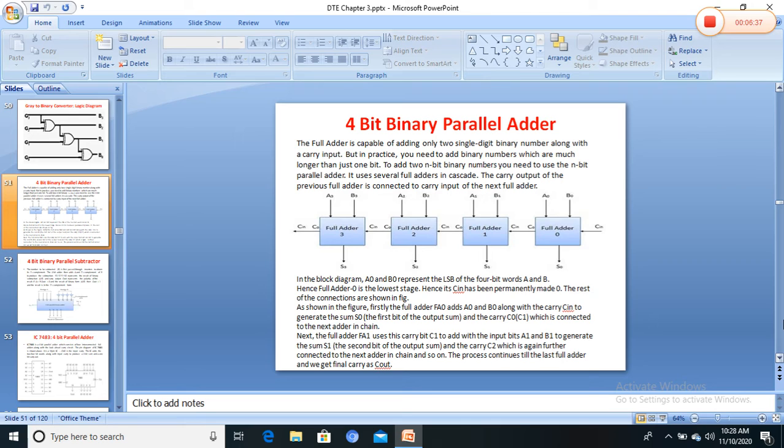4-bit numbers. The carry output of the first full adder 0 is the carry input of the next full adder, and the carry output C0 is the carry input of the next one, and there are the 4 bits A0, A1, A2, A3 and B0, B1, B2, B3. We add those 4-bit numbers and get the sum output S0, S1, S2, S3, and the Cin of the first full adder 0 is permanently connected to logic 1, and we get the output here.